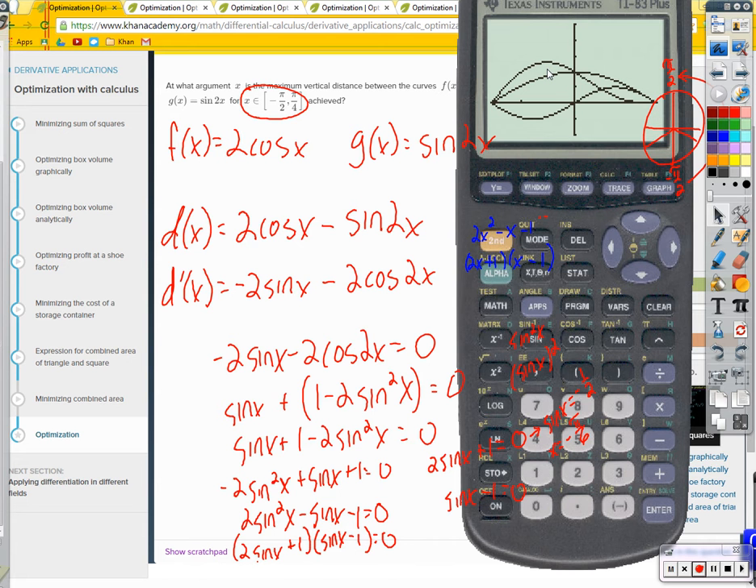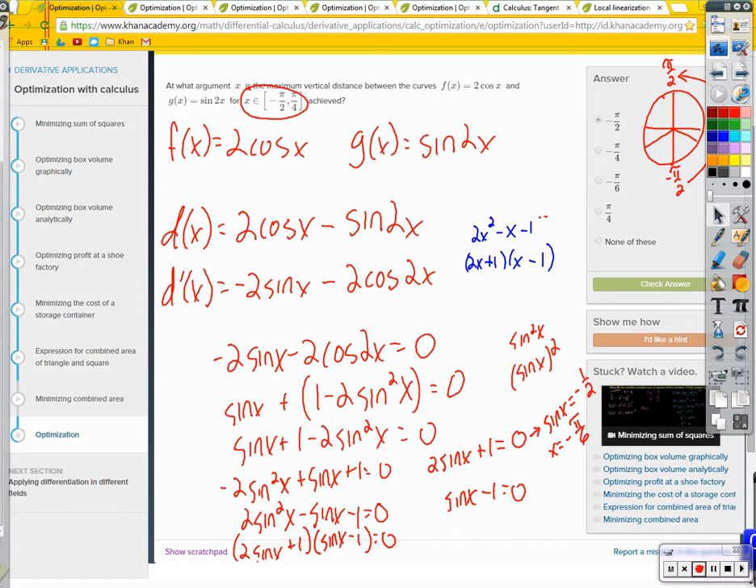distance between them. It happens where? Negative pi over 6. And now the question is, at what x? That's perfect. That's exactly what we wanted to know. Negative pi over 6. For some reason, it won't let me check the answer. But there it is, negative pi over 6. Not a super easy one. The hardest part was this right here, I would say. Oh, but my trig identities, I forgot that they're there. But they're there.